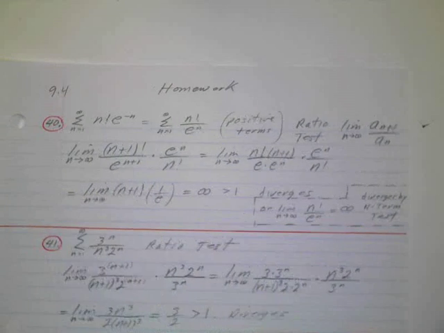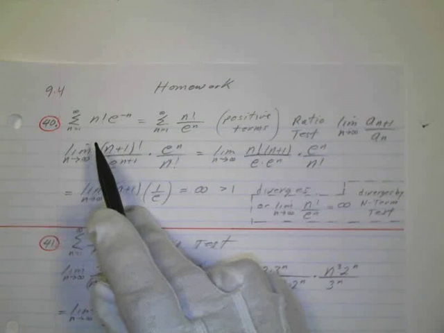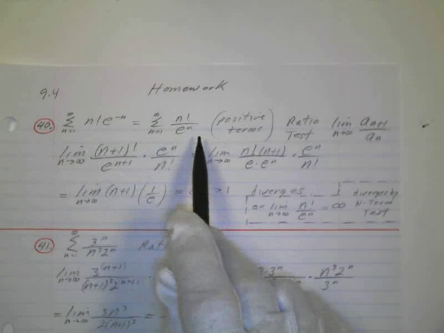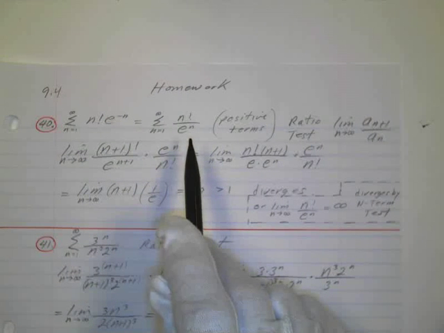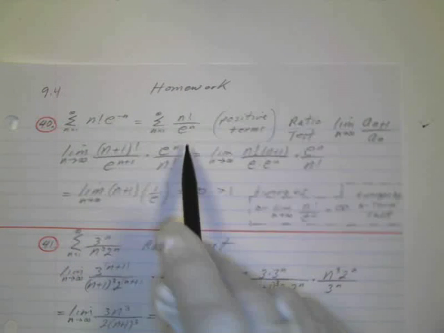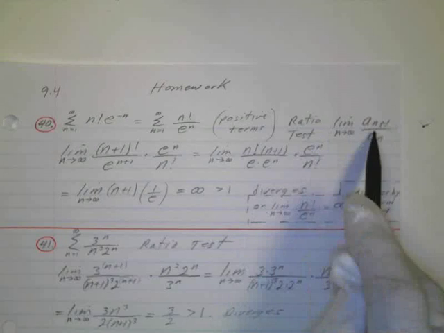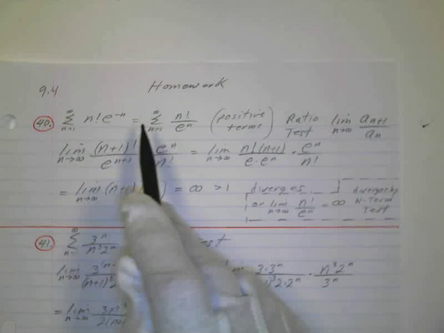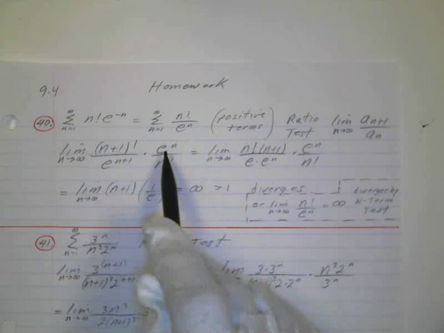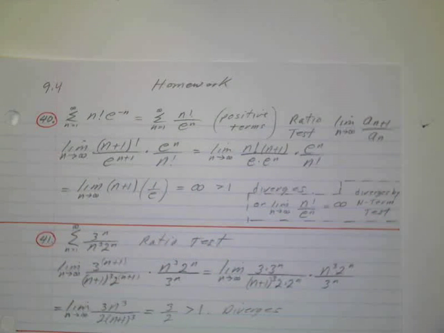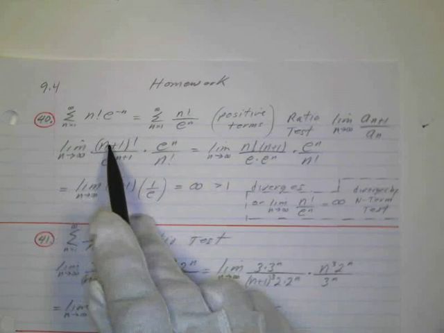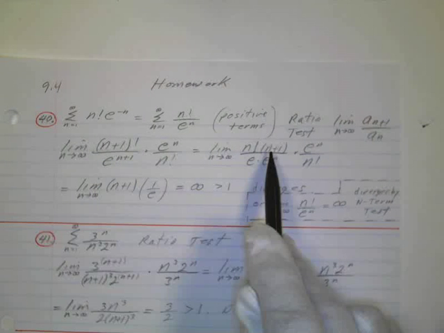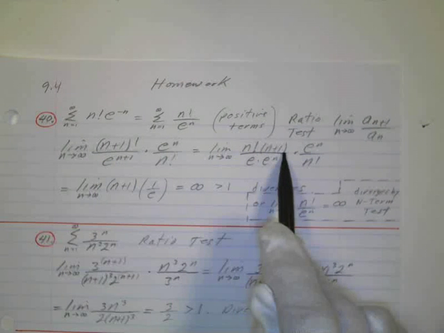n factorial times e to the negative n. So it looks like I'm going to use the ratio test on this one. So I'll rewrite that as n factorial over e to the n. They're all positive terms, so I don't have to worry about the absolute value. So I use the ratio test. That's this limit: n plus 1 factorial over e to the n plus 1, times the reciprocal of this, which is e to the n over n factorial. Let's see what we've got. And again, I'll rewrite this as n factorial times n plus 1.